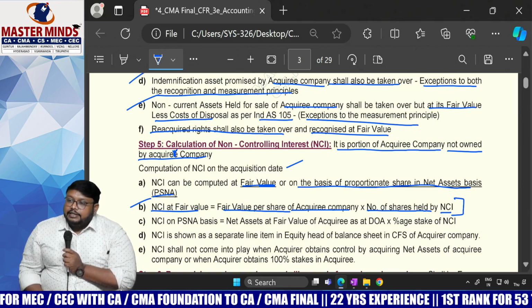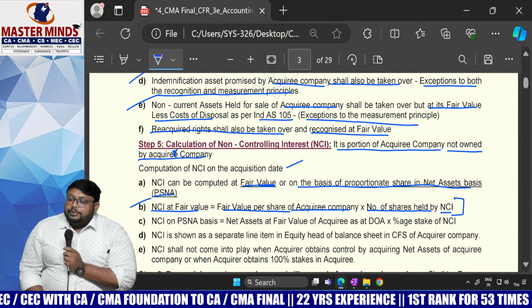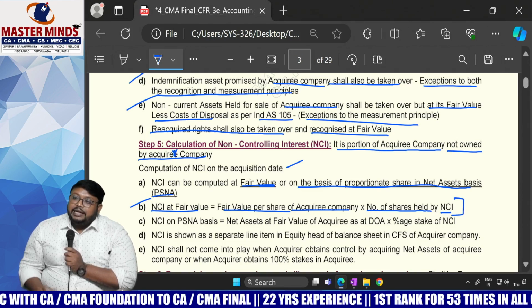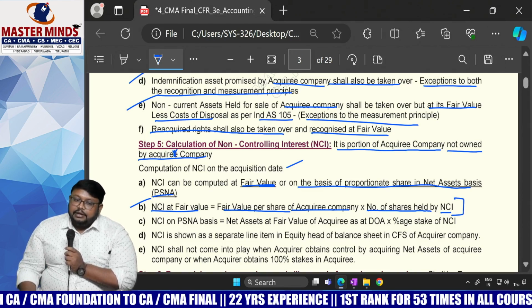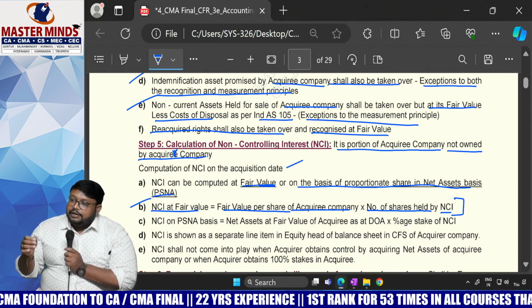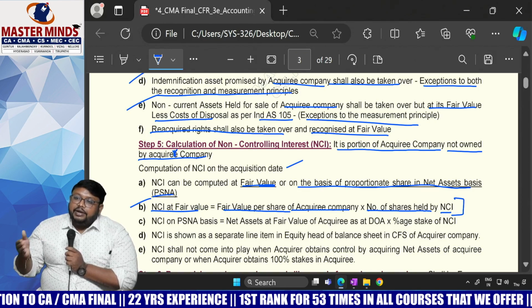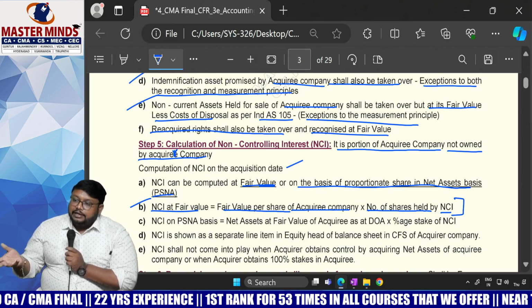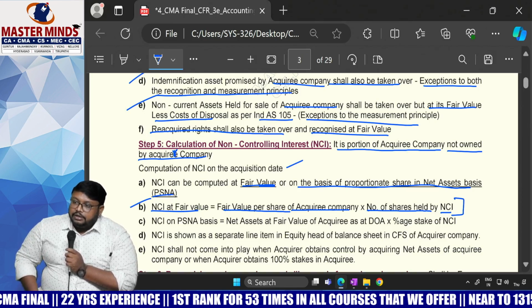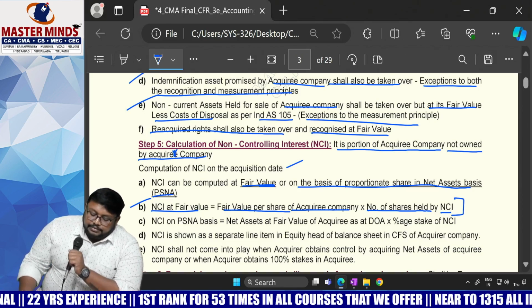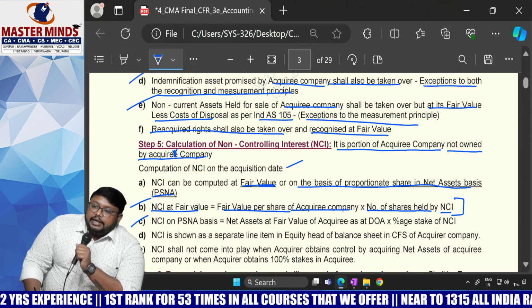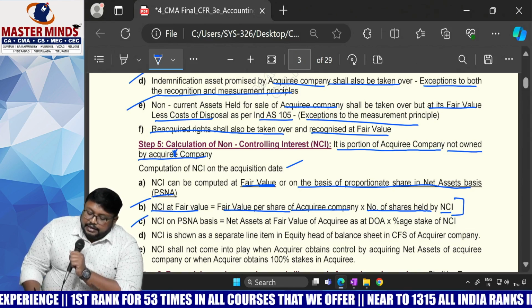Next, proportionate share in the net assets basis. So net assets, how much will we take first? I told you we got net assets of 700 lakhs or so. Out of 700, 20% belongs to NCI. So we directly take the proportionate amount on a net asset basis. That is the next one: NCI on proportionate share in net asset basis.